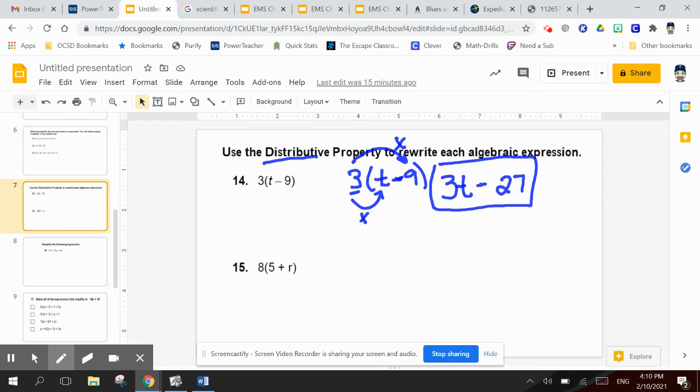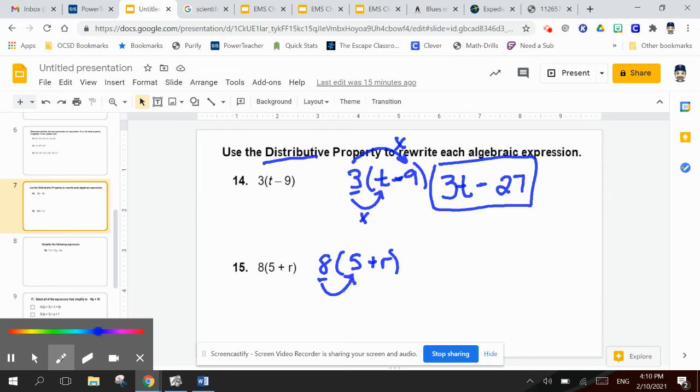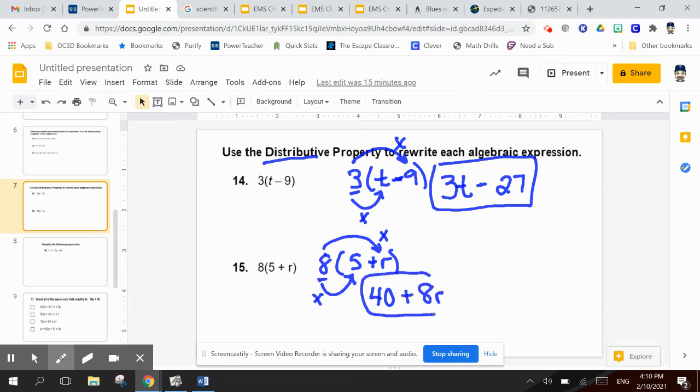Number 15, same thing. I'm going to take 8 times the quantity of 5 plus r. 8 is my outside number, so I'm going to multiply that to each one of the numbers on the inside. So 8 times 5 is 40. 8 times r is 8r. Addition sign in between here.